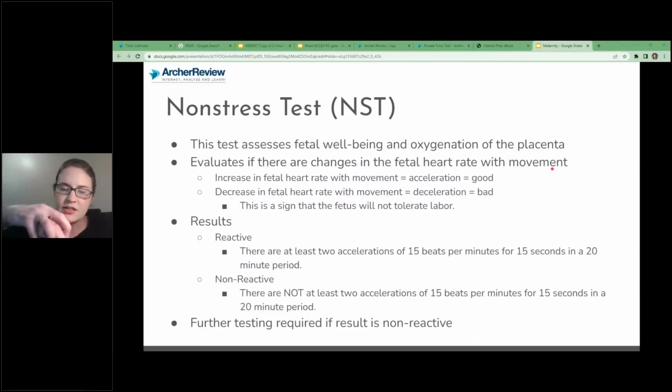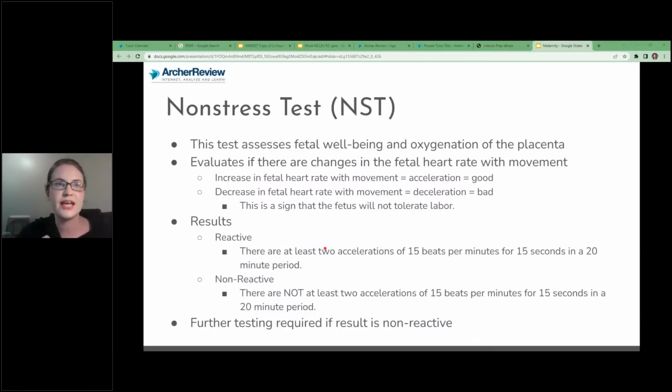When there's a uterine contraction, which puts stress on that fetus, does the heart rate go up? That's a good thing. That's an acceleration. It means when there's stress, the heart rate's able to accommodate that. Or if there's a contraction, if the heart rate goes down, that's not good. That's a deceleration, and it really tells us, I don't think that baby's going to tolerate labor very well.